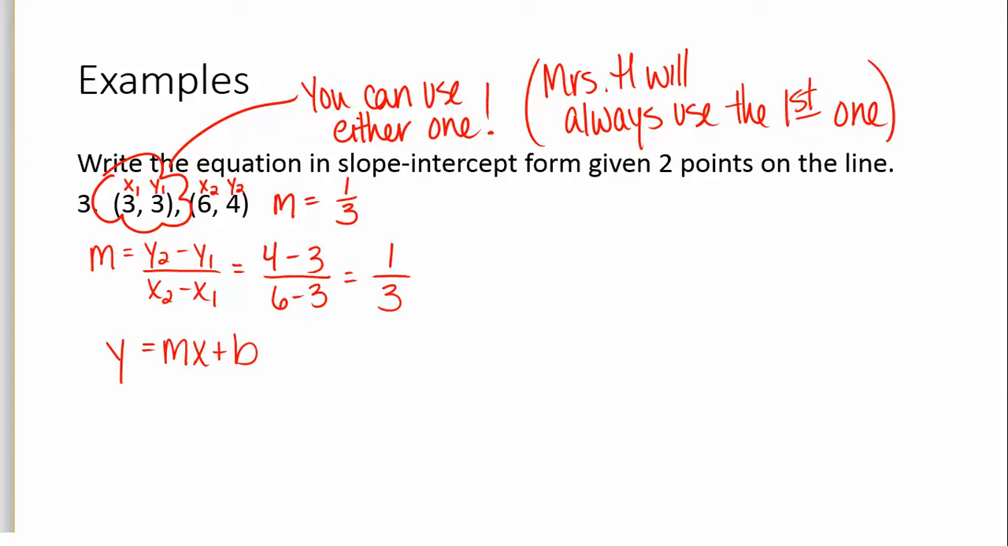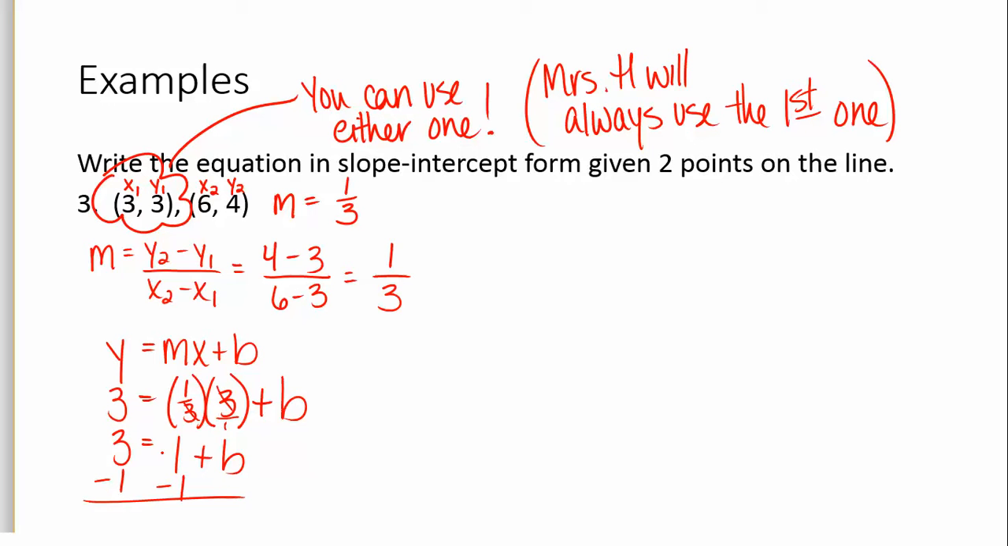Okay, so my y from the first ordered pair is a 3. The slope I just computed was 1/3. The x from that first ordered pair is also a 3. And my y-intercept I don't know. So now when we multiply 1/3 times 3, we get 1. 1/3 times 3, the 3's cancel. So 1 plus b. Subtract 1 from both sides. And we get -2 equals b.